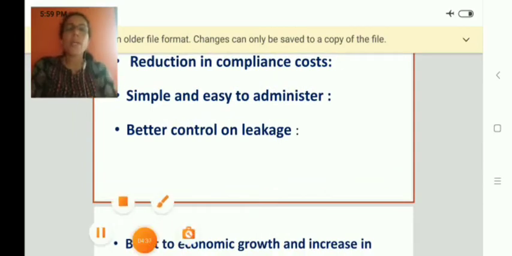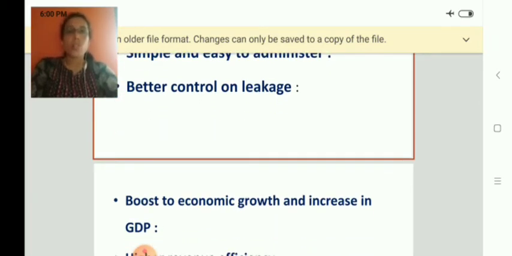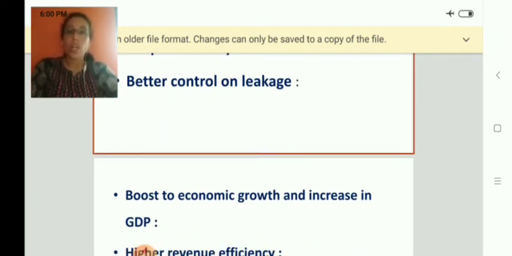Next one, better control on leakage. How does it control better? It has better control on leakage because when everything is computerized, everything is done through computer, there is no scope for malpractices or fraud. So there will not be any avoidance of tax without payment to the government.